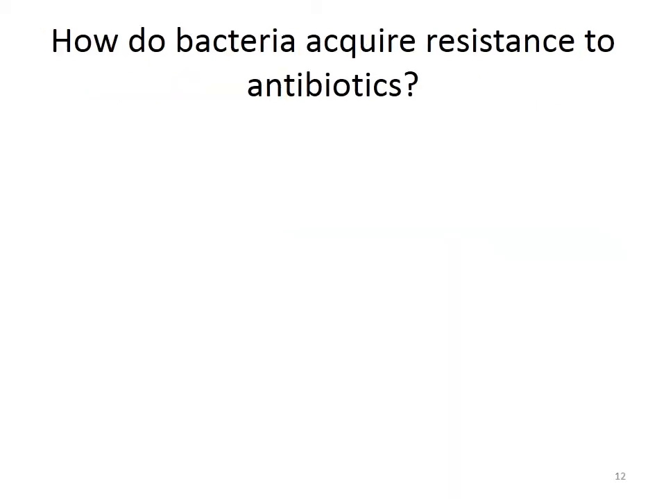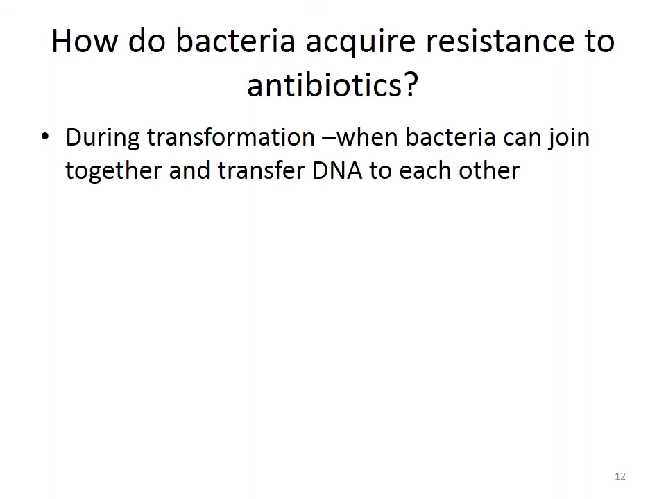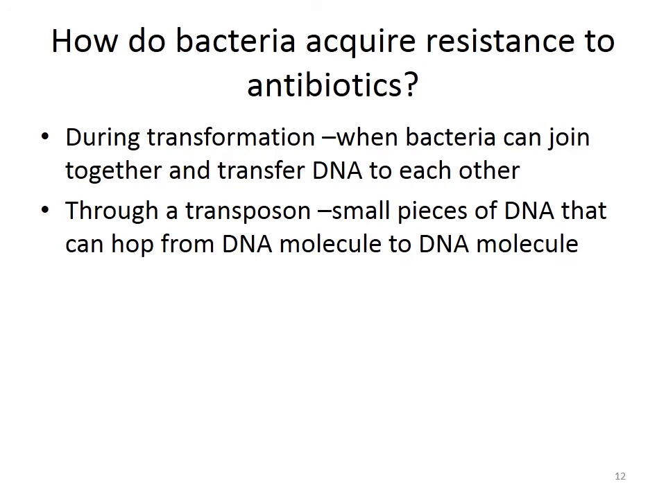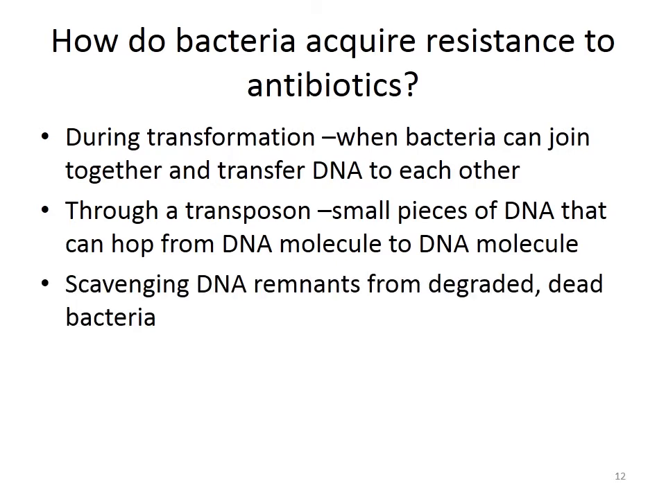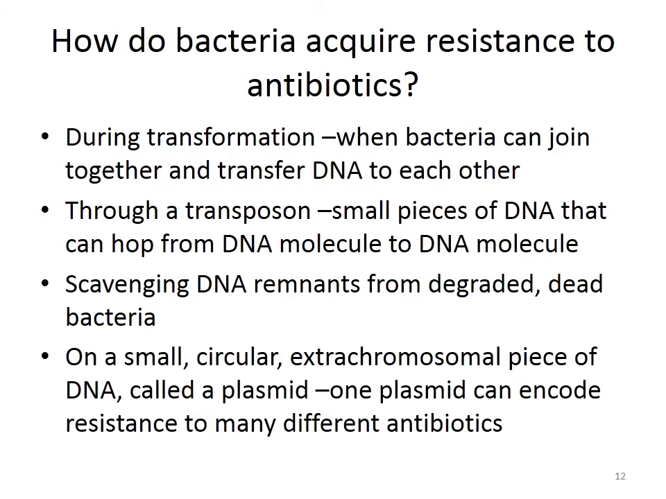So how do bacteria acquire resistance to antibiotics? They can do so through transformation, right? Bacteria can join together and transfer DNA to each other. Through a transposon, you can get small pieces of DNA that can hop from DNA molecule to DNA molecule. They can scavenge DNA remnants from degraded dead bacteria, so they can pull out different DNA remnants that may be helpful to themselves. Or they can get an extra-chromosomal piece of DNA called a plasmid that codes for resistance.